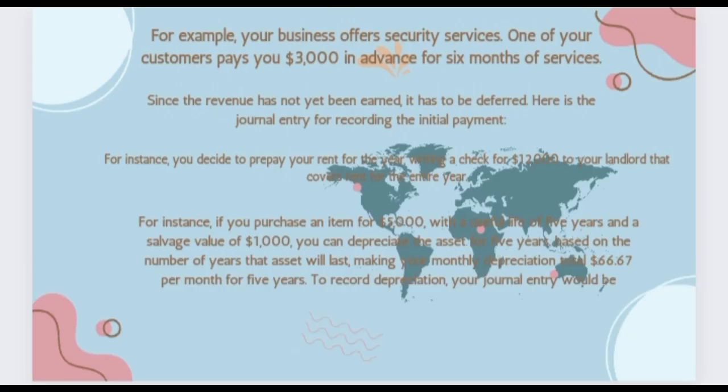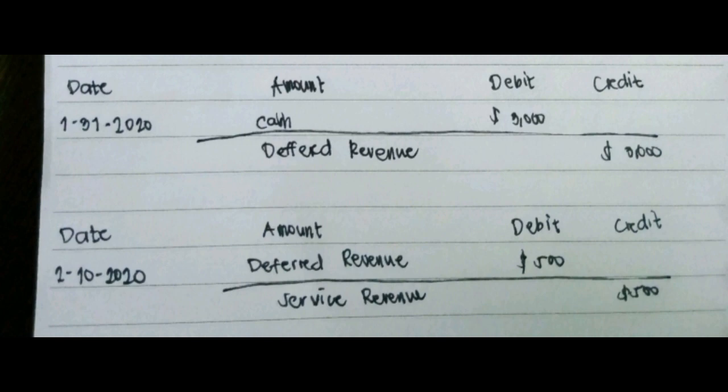Step 3. If your business typically receives payment from customers in advance, you will have deferred revenue until it's earned. For example, your business offers security services. One of your customers pays you $3,000 in advance for 6 months of services. Since the revenue has not yet been earned, it has to be deferred. Here is the journal entry for recording the initial payment. For the next 6 months, you will need to record $500 in revenue until the deferred revenue balance is zero.